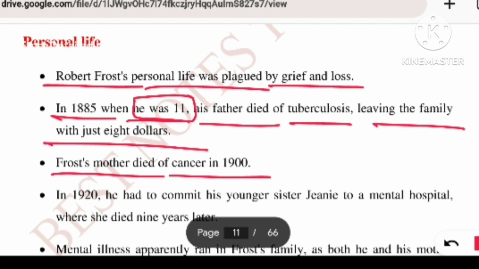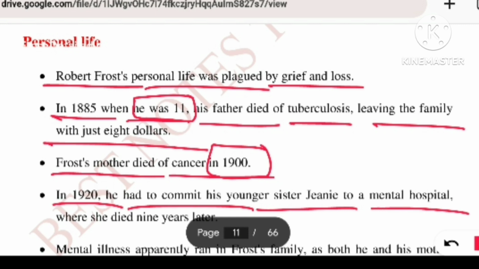Frost's mother died of cancer in 1900. Now, after around 15 years after the death of his father, his mother died in 1900. In 1920, he had to commit his younger sister Jenny to a mental hospital, where she died 9 years later. Now see, we can imagine that father, mother, sister, all three of them died. So what could be the mental status of Robert Frost?